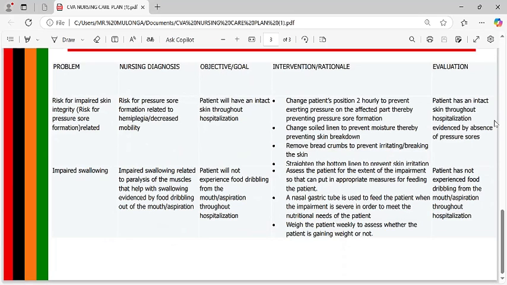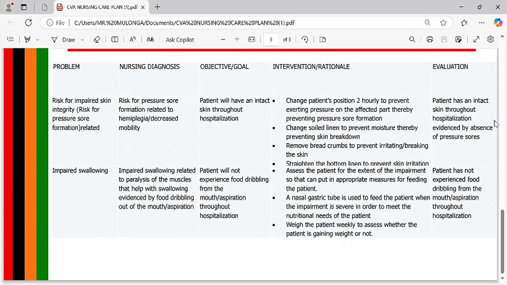And because they are having difficulties in swallowing, we are going to call it impaired swallowing. And this is because of the paralysis of the muscles that help in swallowing. How can you tell that this patient is having a problem in swallowing? This is why you see the patient dripping or dribbling the food out of the mouth whenever they are eating, or even aspiration of these foods. This patient can just start choking or aspirating the food content.